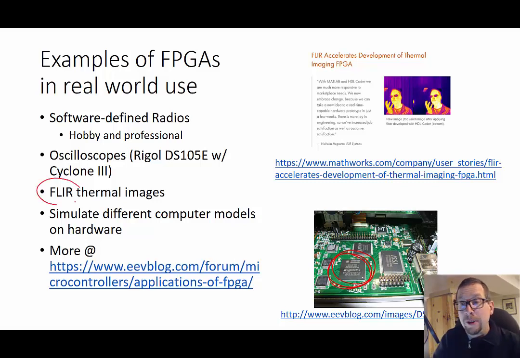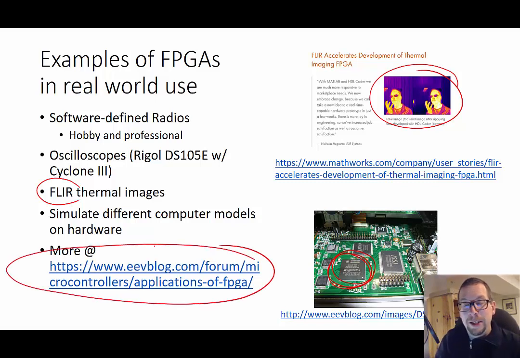FLIR thermal cameras, so thermal cameras that can see sort of heat coming off of people or objects, are good examples of applications where you would use an FPGA. You can simulate different microprocessors inside of an FPGA, and so there are times where you would want to do that as you're developing a microprocessor. And there are lots more examples in places like the forums for the Electronic Engineers video blog.